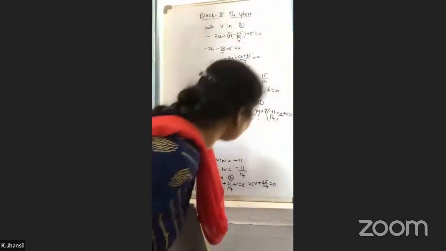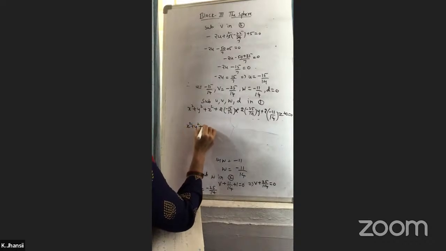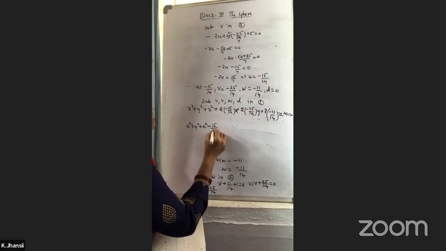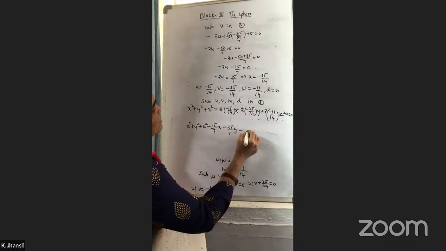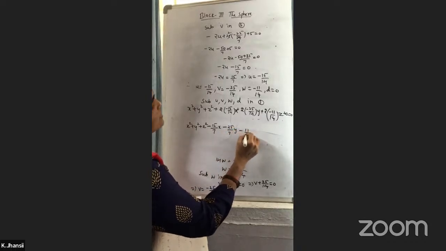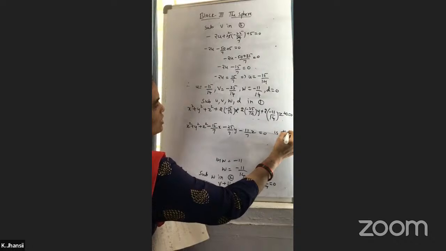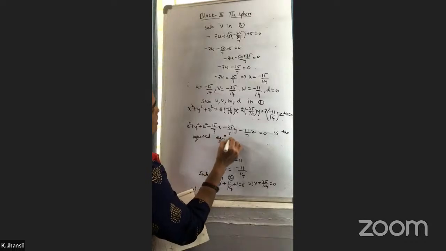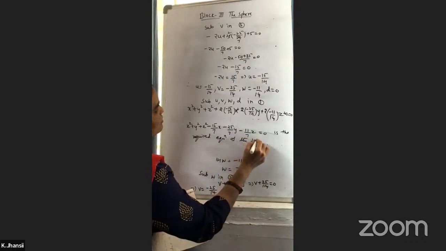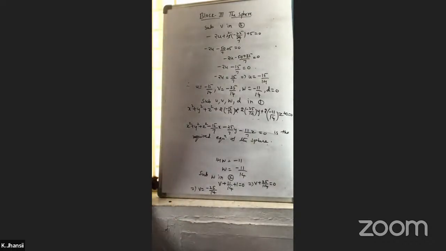So if you simplify this, you will get x square plus y square plus z square minus 15 by 7 into x minus 25 by 7 into y minus 11 by 7 into z is equal to 0. Okay, this is the required equation of the sphere. Now he's asking to find the center and radius.